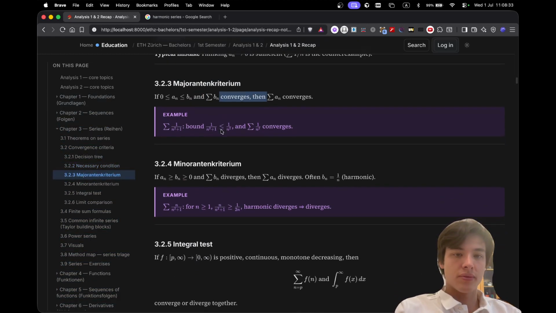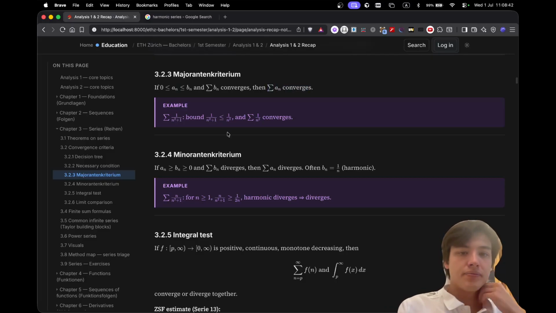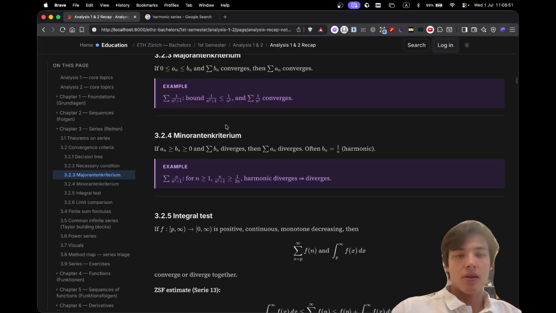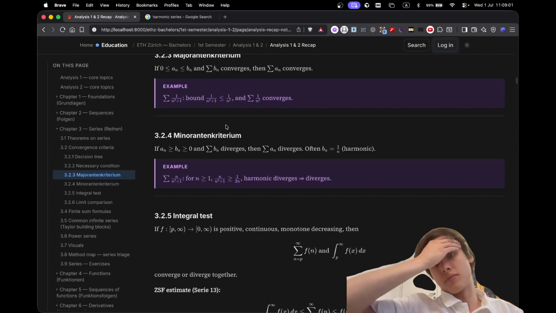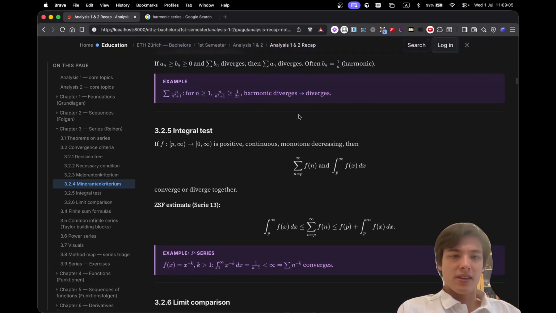Majorant criterion: if something converges and is larger than an, then an converges as well. So basically we can check, removing some numbers. Same for the other side.